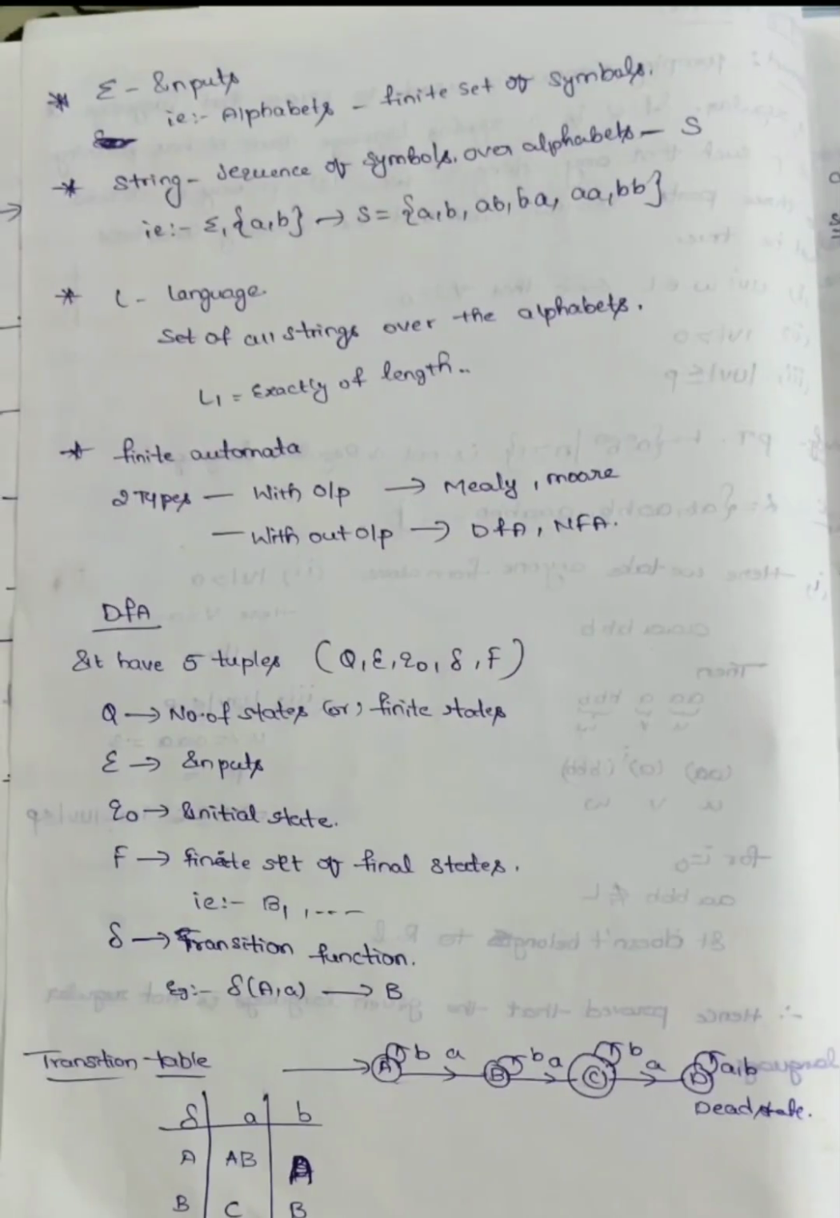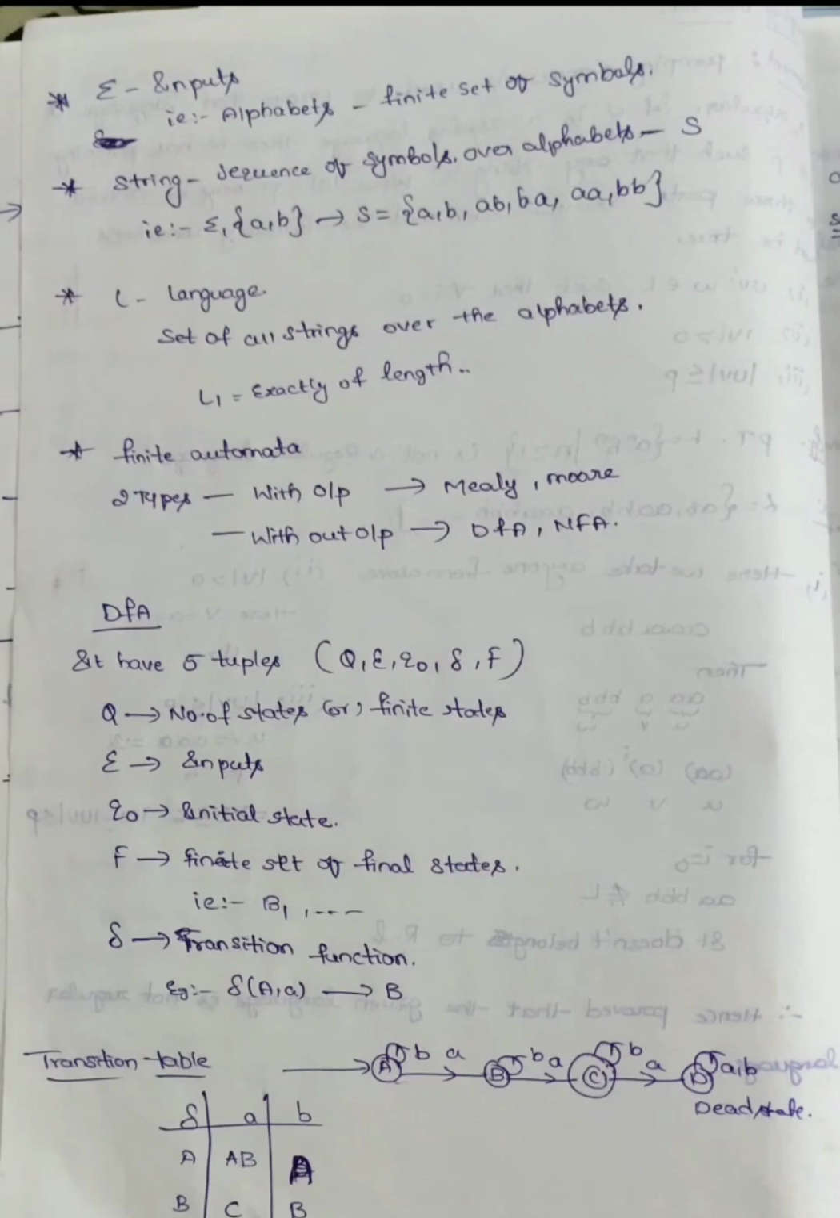A DFA contains 5 tuples that are Q, Sigma, q0, delta, F. Q is the set of finite states. Sigma is the inputs and q0 is the initial state. F is a finite set of final states. Example: B, B1, B2, and so on. Next, delta is a transition function. Example: delta(A, B) gives rise to B.